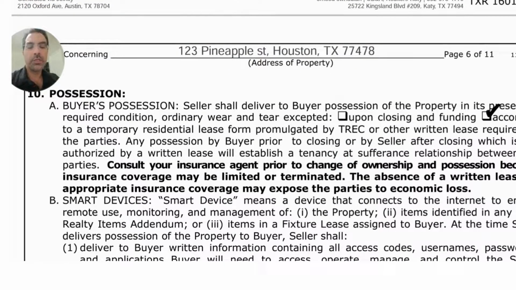Buyer's possession is once the sale of the property has gone through, are the sellers going to stay in the property for a little bit longer, or will they hand over the keys immediately? So if they're going to hand over the keys immediately, the buyer will receive possession upon closing and funding. Or if they need a lease back or some other special circumstances, you would check off this portion, and then you would add a lease back addendum to the end of the contract.